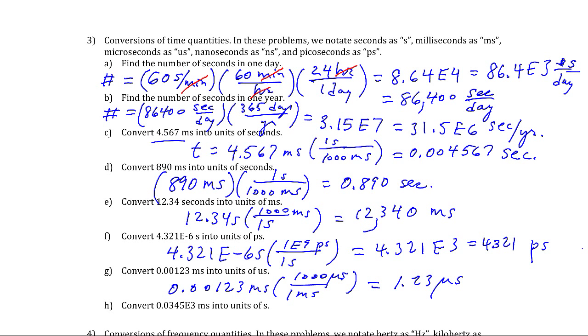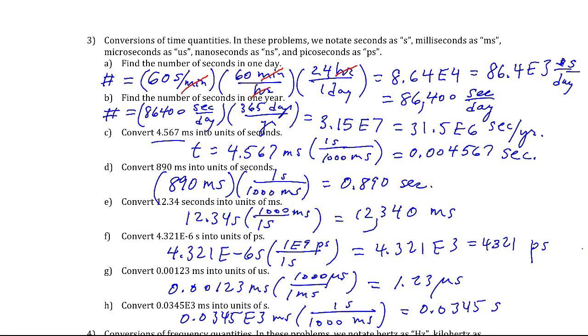0.0345 times 10 to the 3rd milliseconds into seconds. I want that in the units of seconds, so I'm going to put 1,000 milliseconds in the denominator and 1 second in the numerator. And so, you know what, the 1,000 in the denominator and the 10 to the plus 3 cancel each other out, so I get 0.0345. And this has units of seconds. And that's what they wanted us to do.